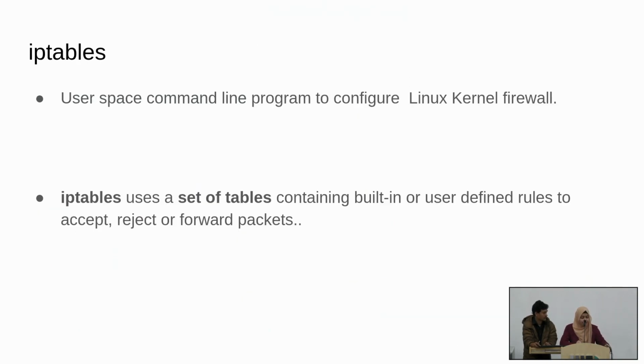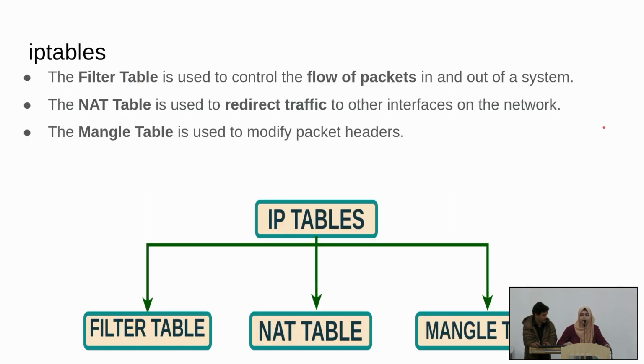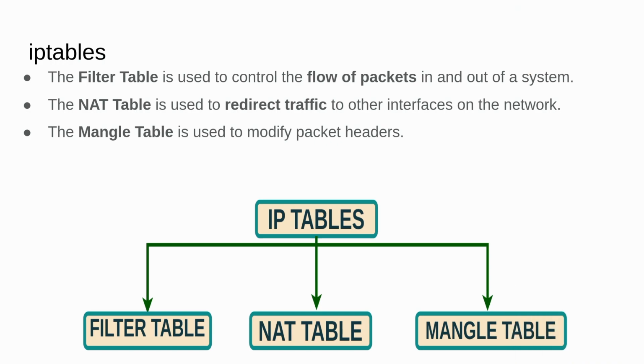Coming on to the next slide, the iptables tool consists of a set of tables within itself to configure the rules. So what are these tables? There are three tables. First is the filter table, next is the NAT table, and the third one is the mangle table. The first one is used to control the flow of the packets. So all the rules that are to be implemented in order to control the flow of the packets will be added to this filter table.